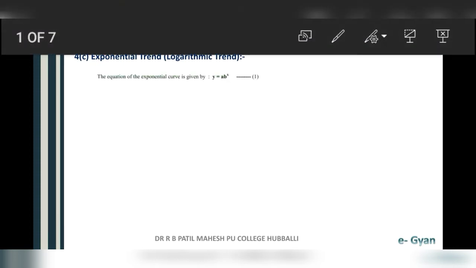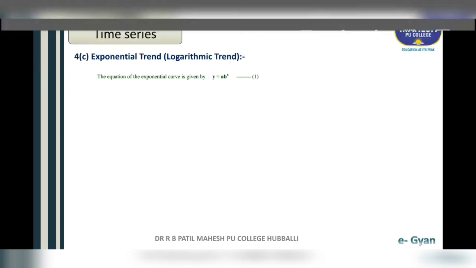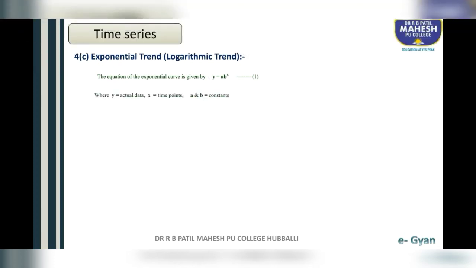See here, the equation of the exponential curve is given by y equals a b raised to x. So this is equation number 1. Here y is actual data and x indicates time points, a and b are constants. Taking logarithm on both sides of equation 1, we get log y is equal to log a plus x log b. So this is equation number 2.